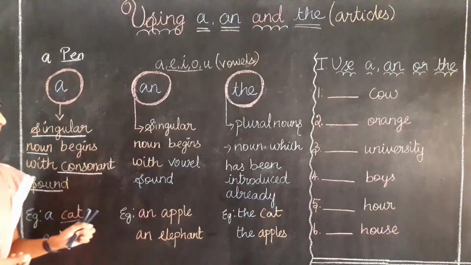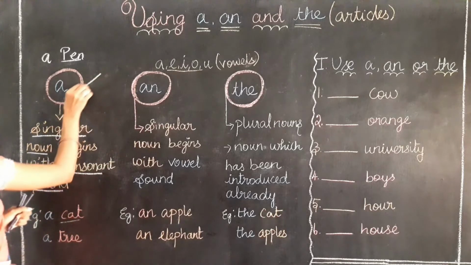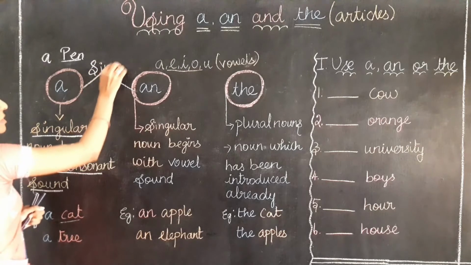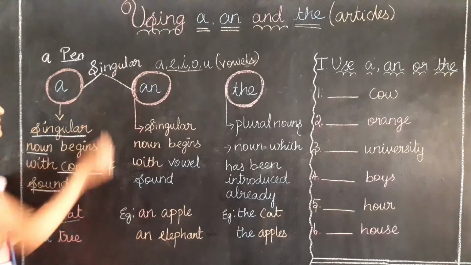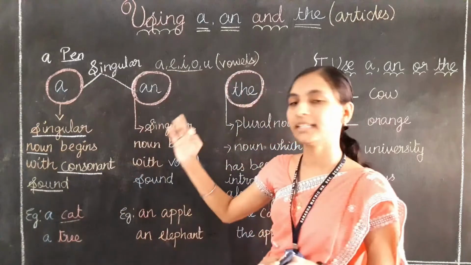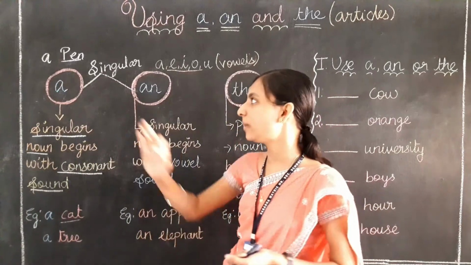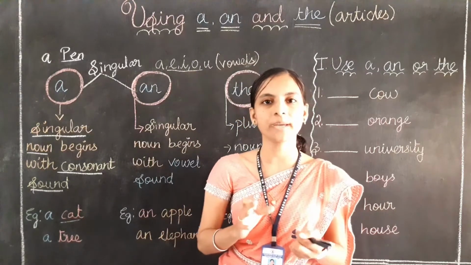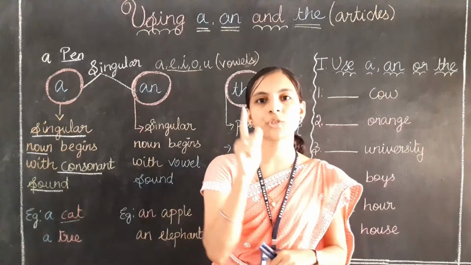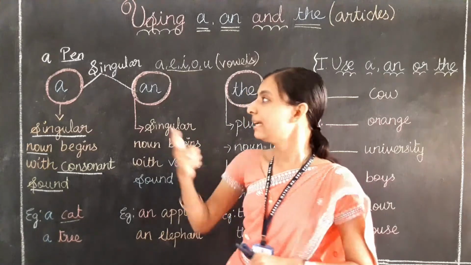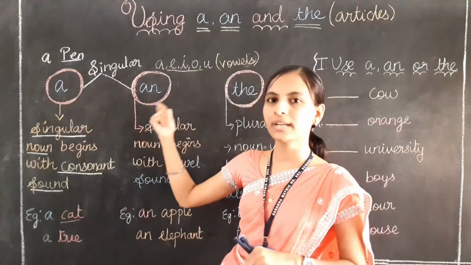So article a and article an, both are used to refer only to singular things. It is used to refer only to singular nouns. Remember that article a and article an are used to refer only to singular things. Singular means what? It refers to only one thing. So whenever we are talking about one thing or one animal, there we use article a or an.